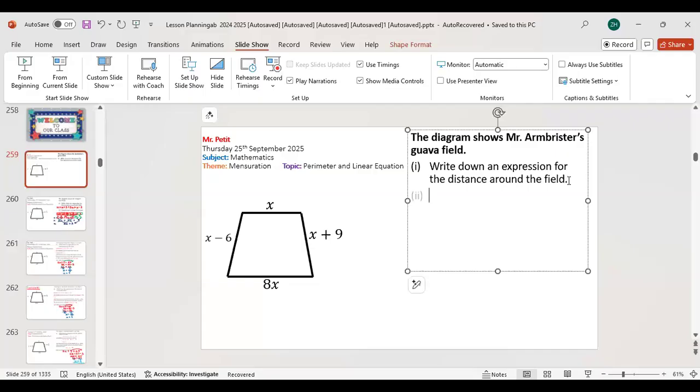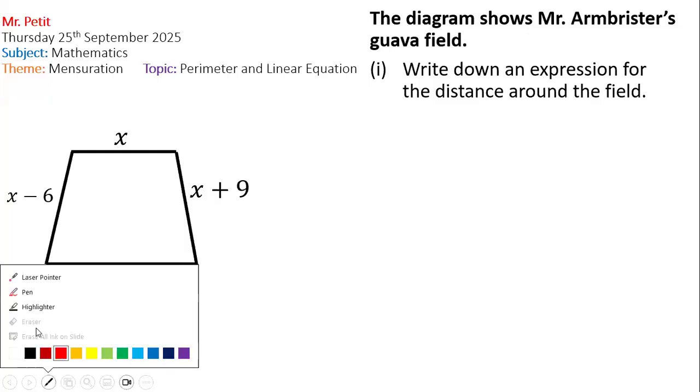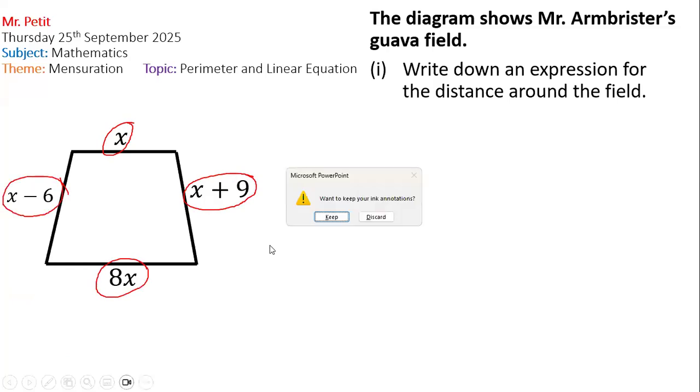So how are we going to do this? We're going to put for our answer an expression based on all of the terms. Very good. So we're going to put the x, then after the x, we're going to put x plus 9, and after the x plus 9, we're going to put 8x. Then after the 8x, we're going to put x minus 6. Let's group them all together.